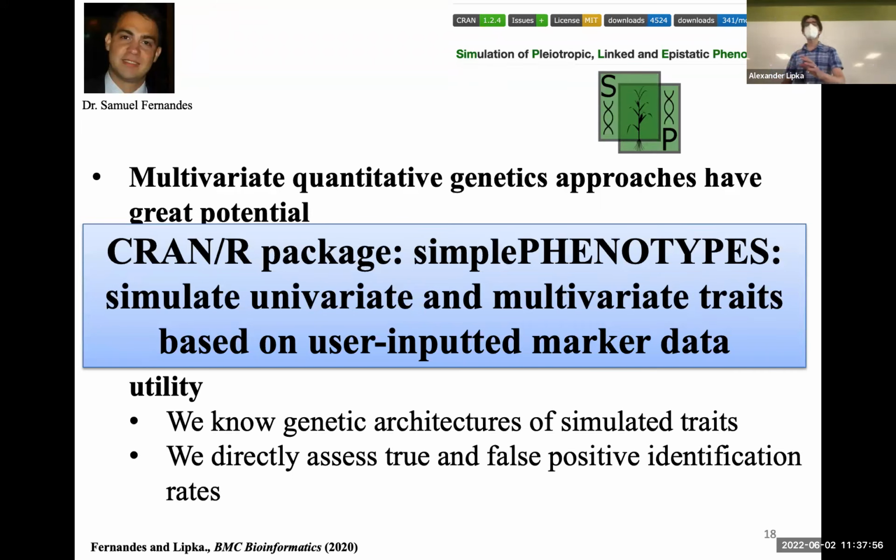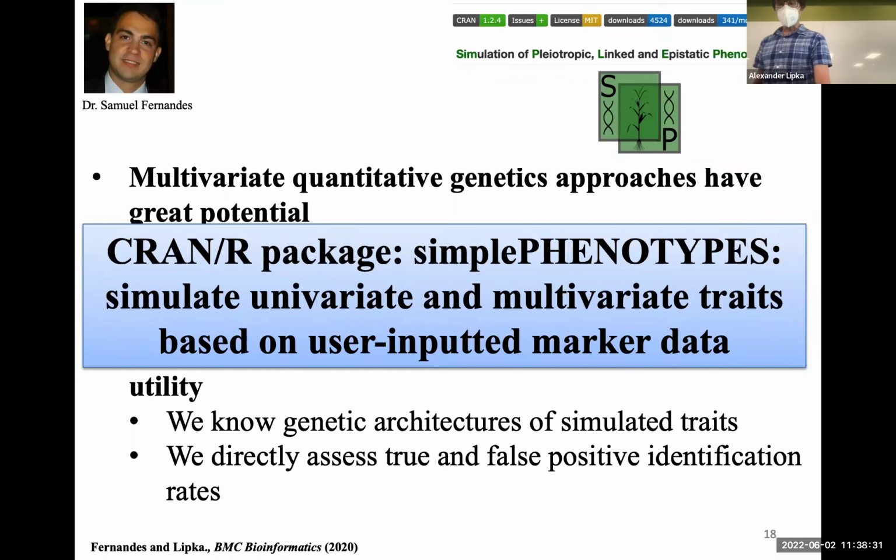And the awesome thing is you can use user inputted marker data. So if you have a data set of genotypes that you're growing out in the field, you can read it into Simple Phenotypes and simulate traits. And a really cool thing that Professor Fernandez incorporated into it is that the output files are directly already formatted for using, like, GAPIT or GEMMA or genomic selection programs. So it does a lot of heavy lifting for you.